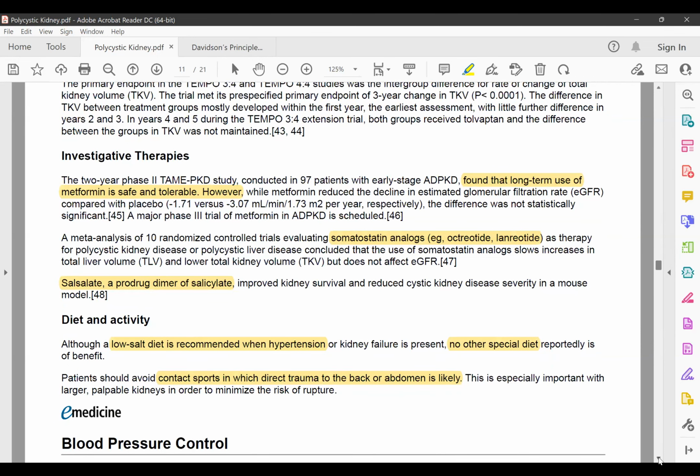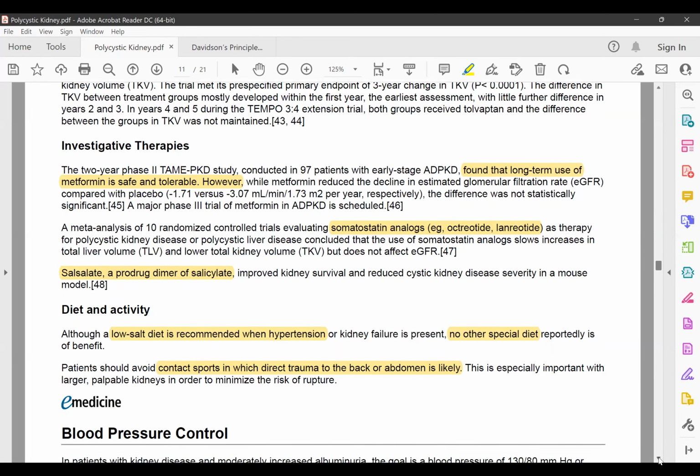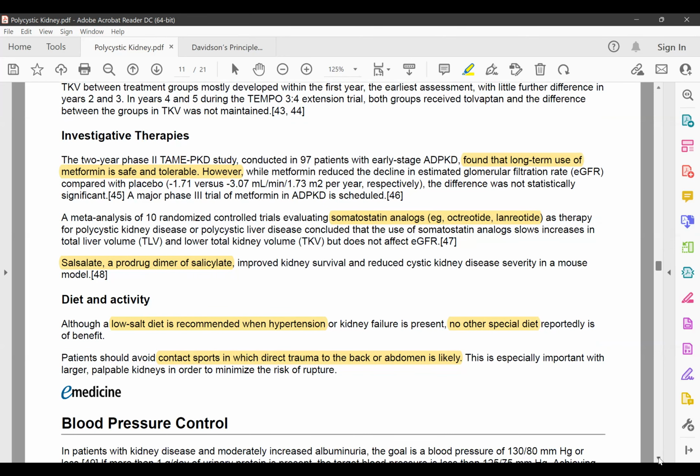Metformin, long-term use of metformin is supposed to be beneficial for people with polycystic kidney disease. There are also drugs like octreotide and lanreotide, somatostatin analogs, which are also useful and being tried in different studies. There is another derivative of acetylsalicylic acid, a prodrug of salicylate. It is also supposed to improve the renal function. So the investigative therapies are metformin, somatostatin analogs, and the salicylate prodrug.